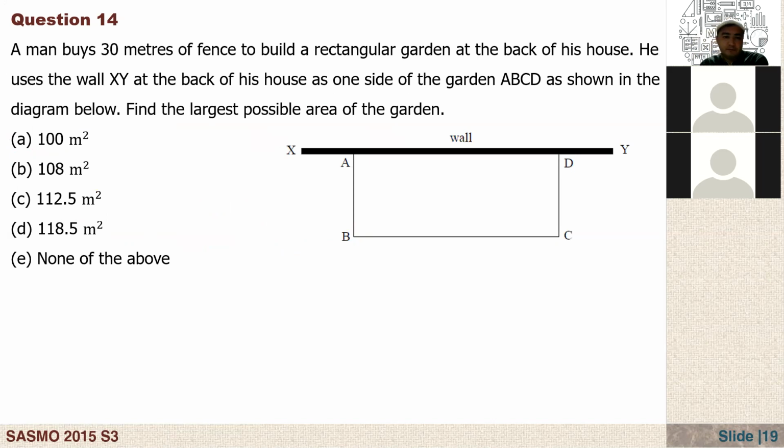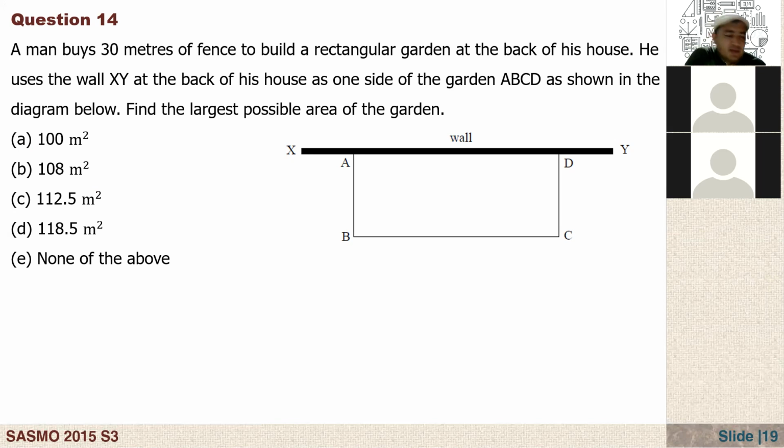Okay. Narmin, it's your turn. Can you solve this for us? I think without taking any time. Can you read the question first? Yeah. A man buys 30 meters of fence to build a rectangular garden at the back of his house. He uses the wall XY at the back of his house as one side of the garden, ABCD, as shown in the diagram below. Find the largest possible area of the garden.